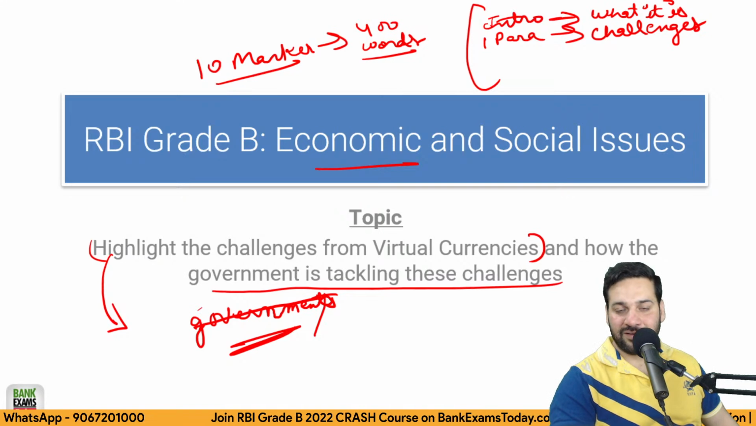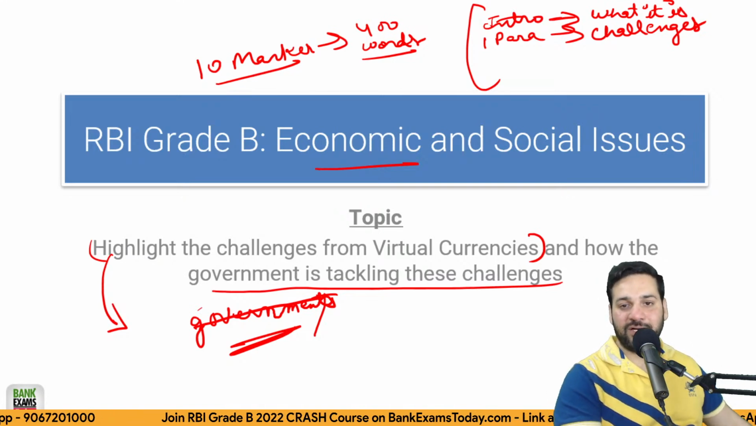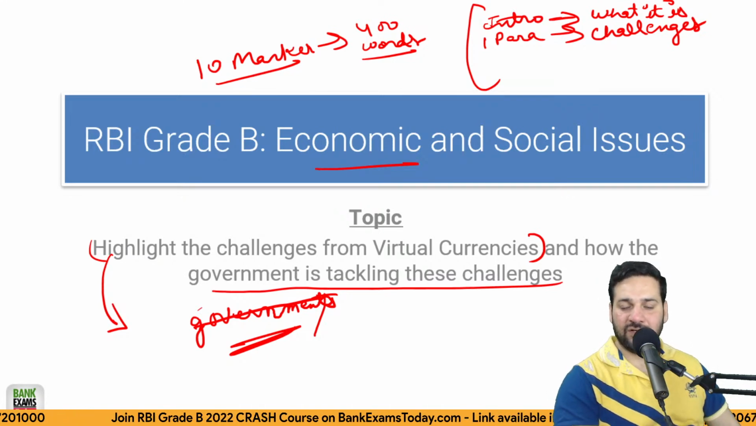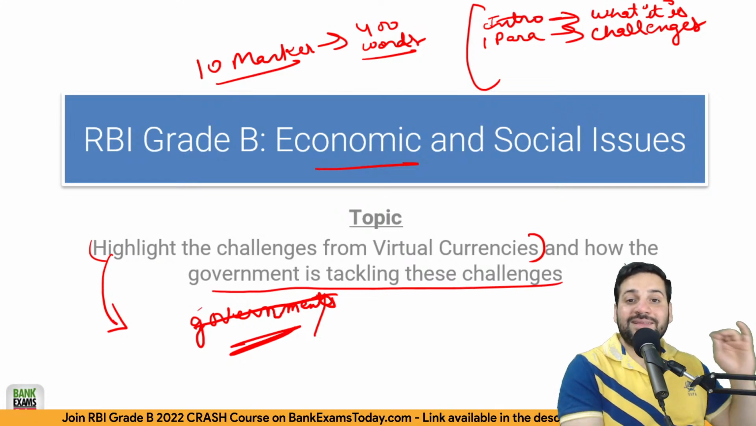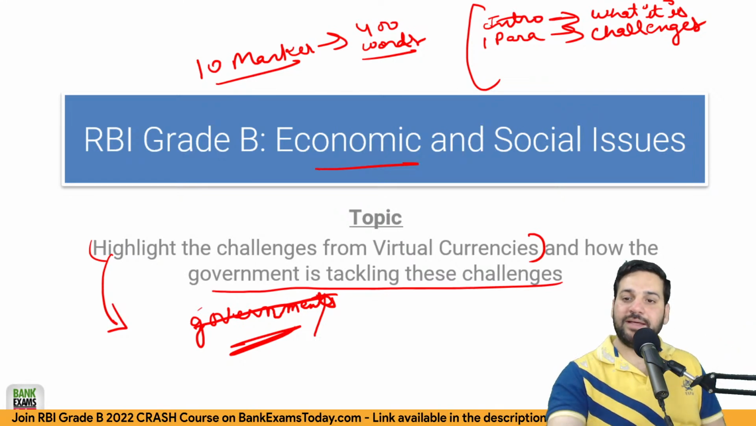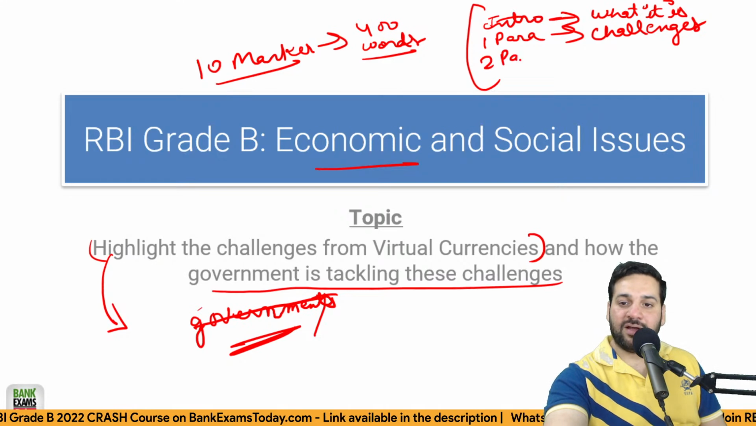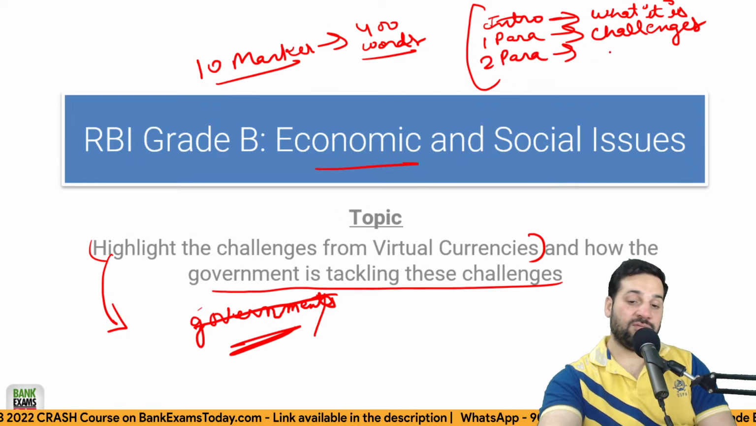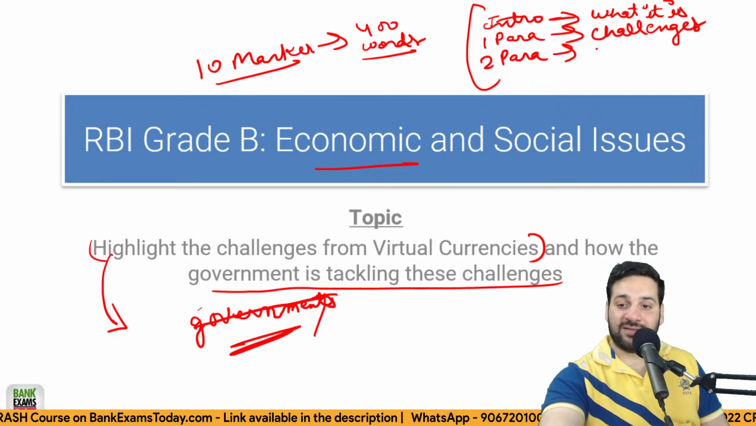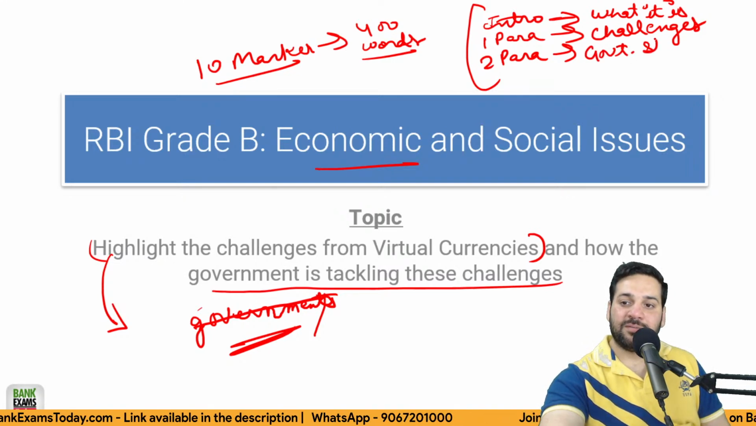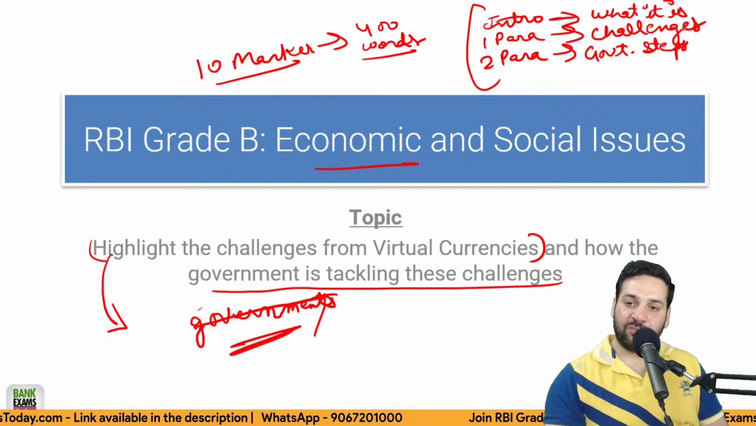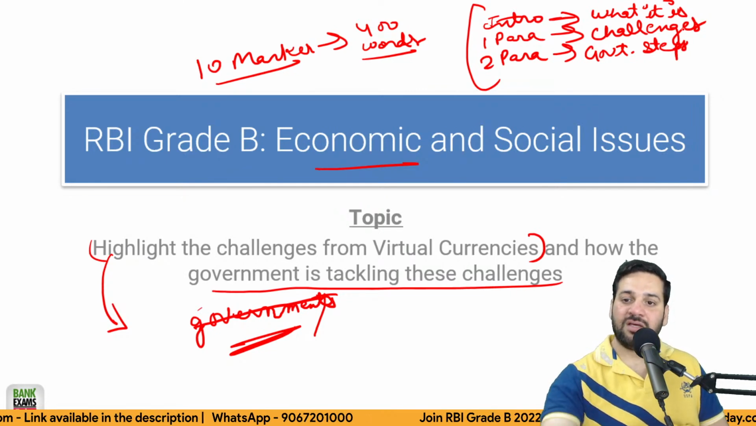You can't just write, it facilitates hackers, that's it. Or, the government can't monitor it. You can't just write that. You need to give examples. You need to develop your ideas. In the second body paragraph, you need to give the solutions, like what the government is actually doing, how the government is tackling it, the steps taken by the government. So it has been taxed by the government, KYC norms are there.